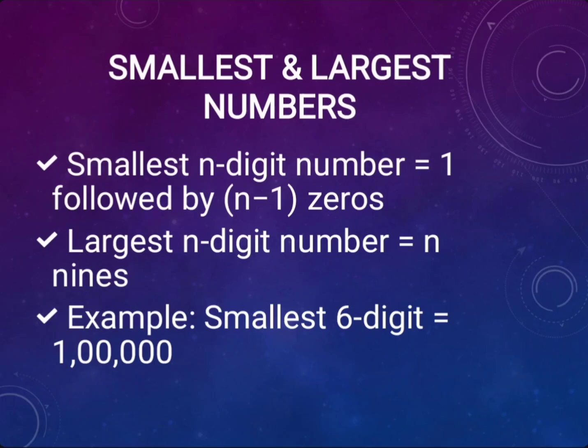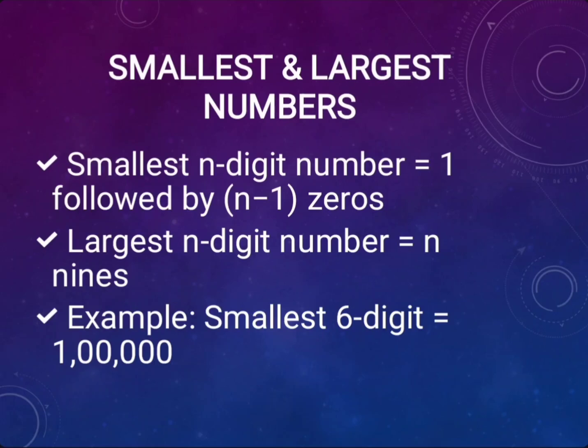Students will be able to write the smallest 3-digit number, smallest 2-digit number, smallest 4-digit number, and so on. But the generalized concept behind this is that the smallest n-digit number is written by 1 followed by n minus 1 zeros. For instance, the smallest 3-digit number is 100, which has 2 zeros, whereas the smallest 4-digit number is 1000, which has 3 zeros, and this pattern continues. Therefore, for any n-digit number, we write 1 followed by n minus 1 zeros.